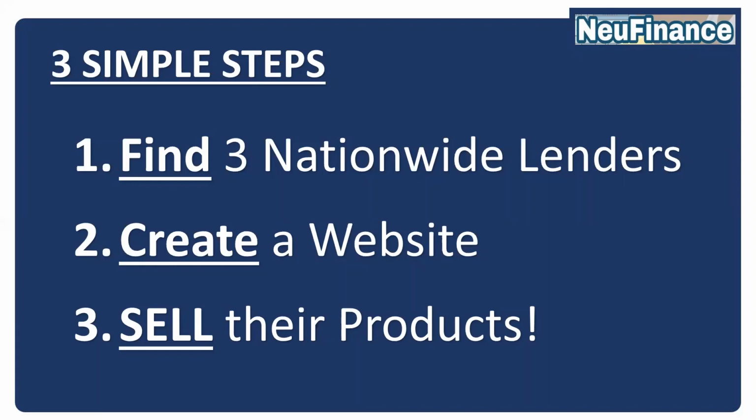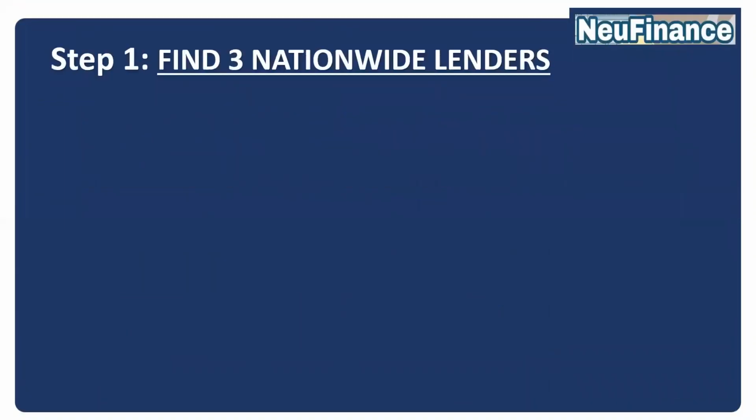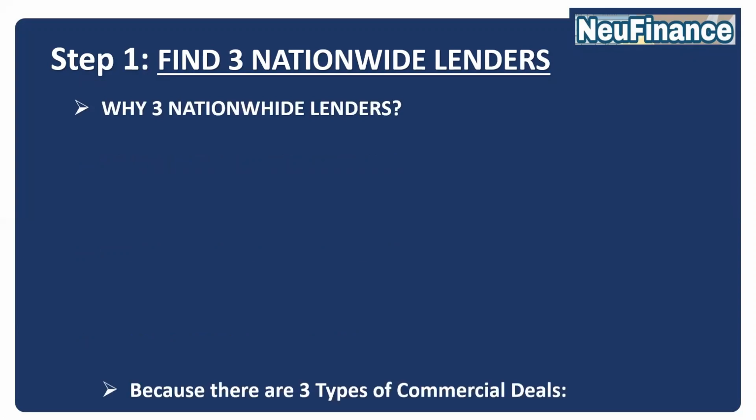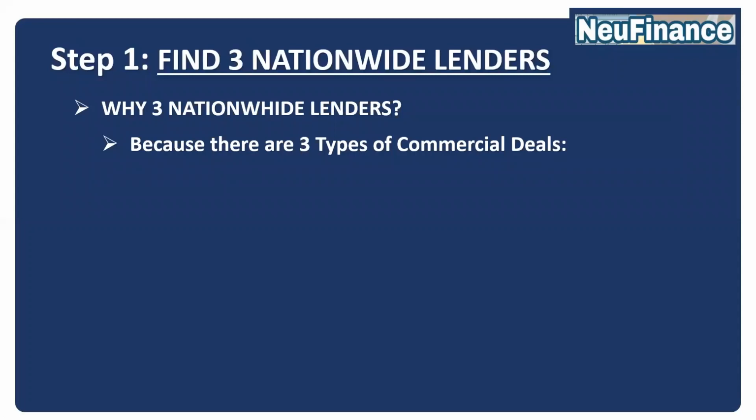So what we're going to do is jump into each one of these points individually, dive into them, and conclude. So here we go. So step 1, as we stated earlier, is find 3 nationwide lenders. So the first question you should probably be asking yourself is, why 3 nationwide lenders? Well, let's jump into it.